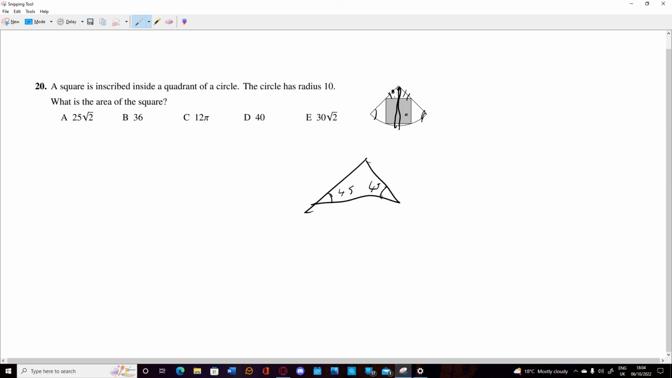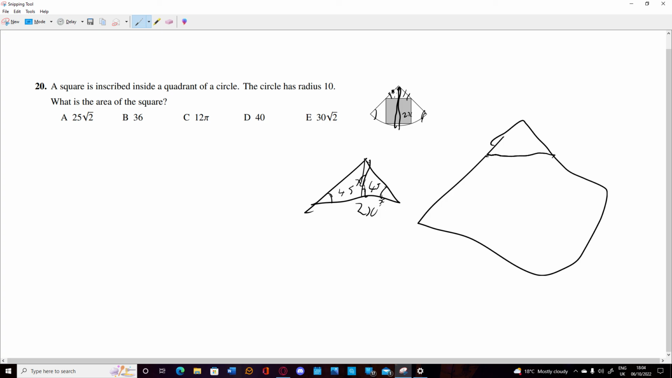Let's call the length of the square 2x. So we have this being base 2x. So we split this in half, and we get this small bit being x. So the height is also x, because it's just tan 45, which is 1 times by x, so just x. So what we can now do is extrapolate the shape. Oh, this is a really bad drawing. Oh, it messed itself up.